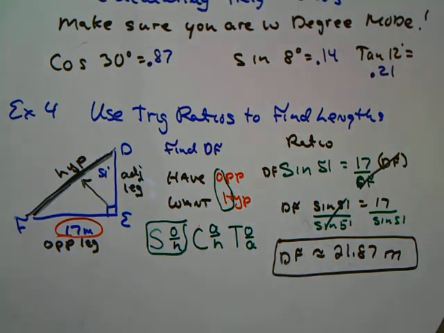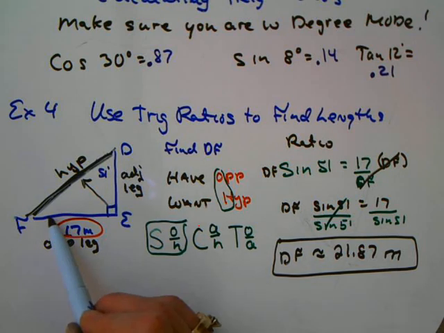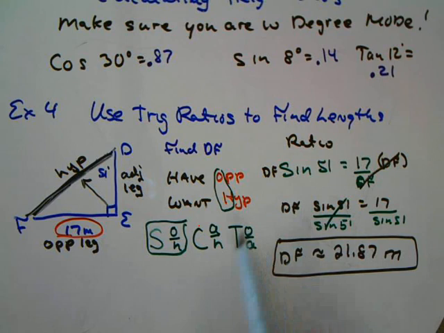So that's how you're going to do it. You're going to identify what's your opposite leg, adjacent leg, and hypotenuse in relation to this 51 degree angle. Because now, if you had an angle over here, this would be the adjacent leg. Once you've got that, you figure out what do you have, what do you want, decide which ratio to use, and then you just plug it through. So hopefully that helps, and please watch the next video to see one more example and example 5.